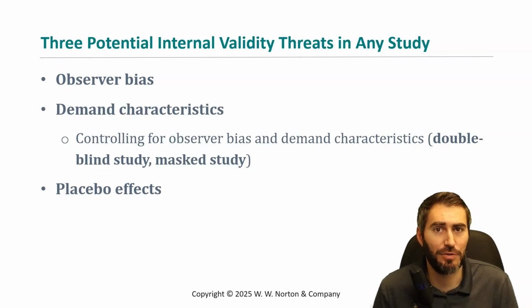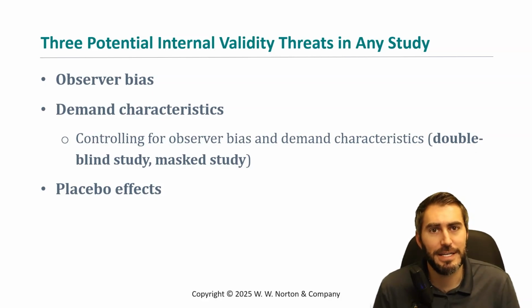In order to control for observer bias and demand characteristics, a researcher can conduct a double-blind study, which is designed so that neither the participants nor the experimenters working with the participants know who is in the treatment group and who is in the control group. If a double-blind study isn't feasible, then an acceptable alternative is a masked design, also known as a blind design, where participants know which group they're in, but observers don't.